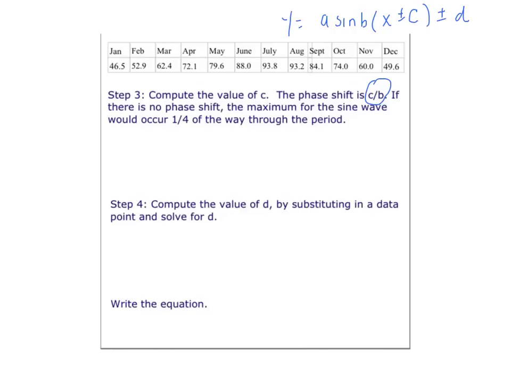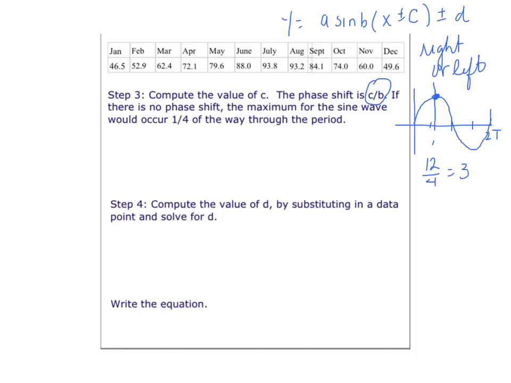So we still need the phase shift, and phase shift is either right or left. All right, and if you think about what a sine curve looks like over its 2 pi, it's divided into 4 parts, and it looks roughly like this. So the maximum point would occur a fourth of the way through the period. Now our period is 1 through 12, and so a fourth of the way through the period would be the 3rd month. So March, if this were an actual sine curve, the maximum temperature would occur in March.